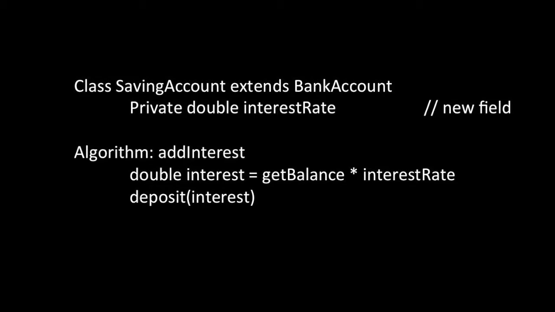At the pseudocode level, this might look like class savings account extends bank account, and then we'll add a new field, a private double, called interest rate. That's the extension. We can add methods that extend the methods for bank account so that our new extended class savings account has a method called addInterest. So it creates a double called interest, which is the balance times the interest rate, and then it deposits that interest. Here's how to do this in Java.